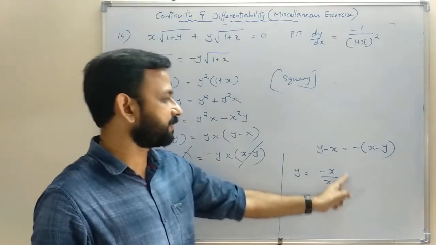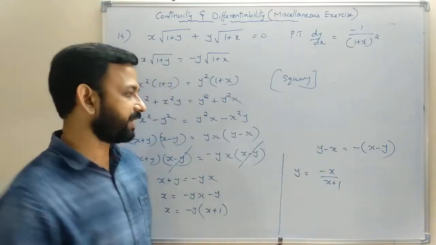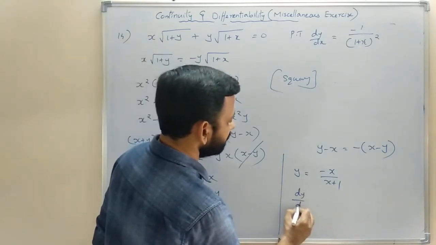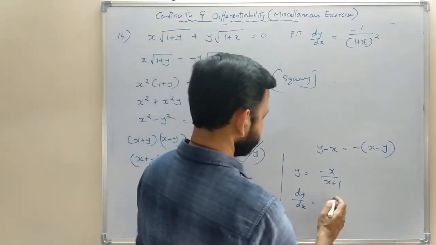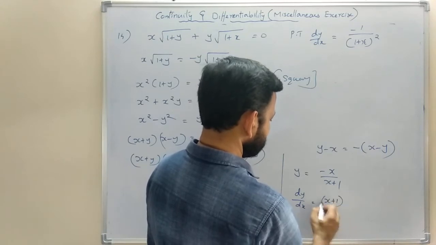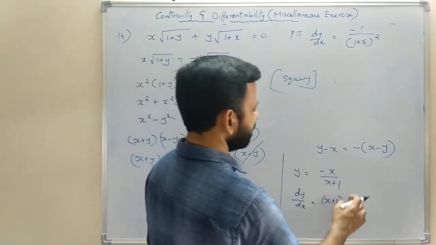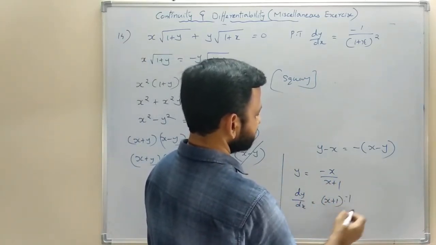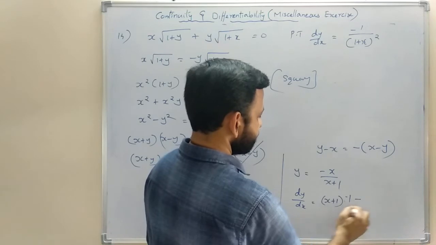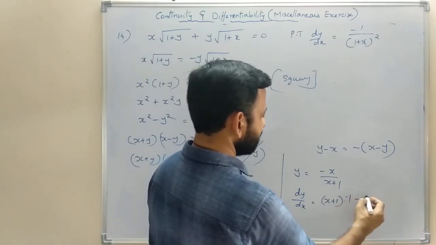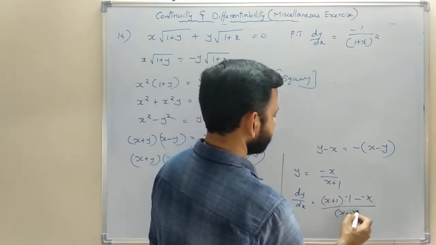So now this expression is independent of y. Now we will find dy by dx. dy by dx is equal to derivative of minus x upon x plus 1. We will apply quotient rule. Denominator x plus 1 into derivative of numerator, that is minus 1. Derivative of minus x, that is minus 1. Minus, then minus x into derivative of x plus 1, that is 1, divided by x plus 1 square.